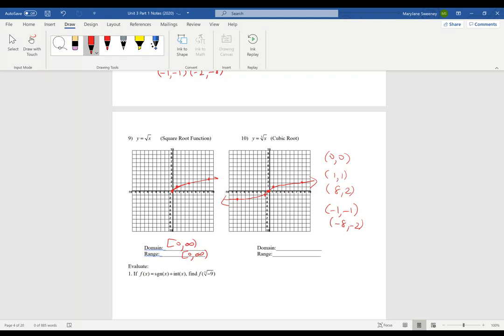Sometimes people will say to me in this graph, well, I thought you can't have a negative under a radical. Well, if it's a cubic root, remember you can. Cubic root of -8 is -2. That's because -2 multiplied together 3 times gives you -8. Domain and range are all reals for these.